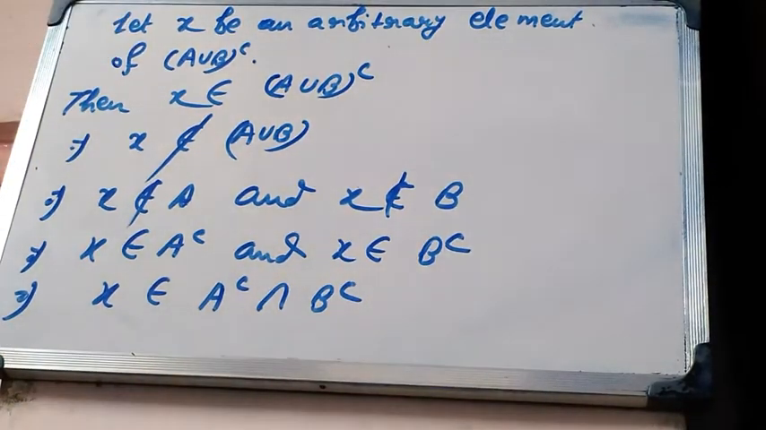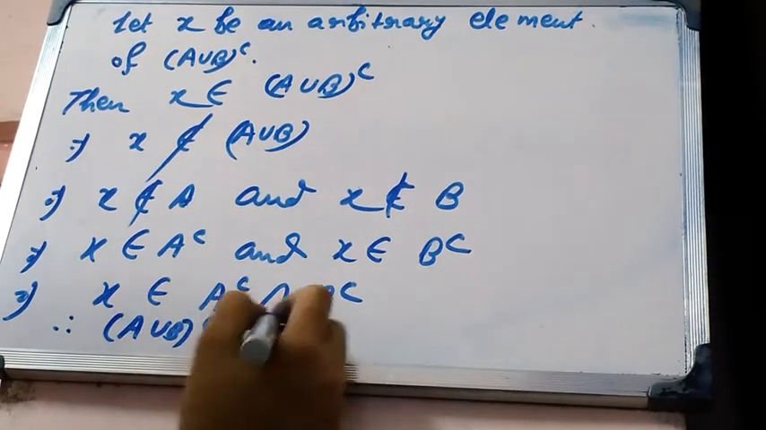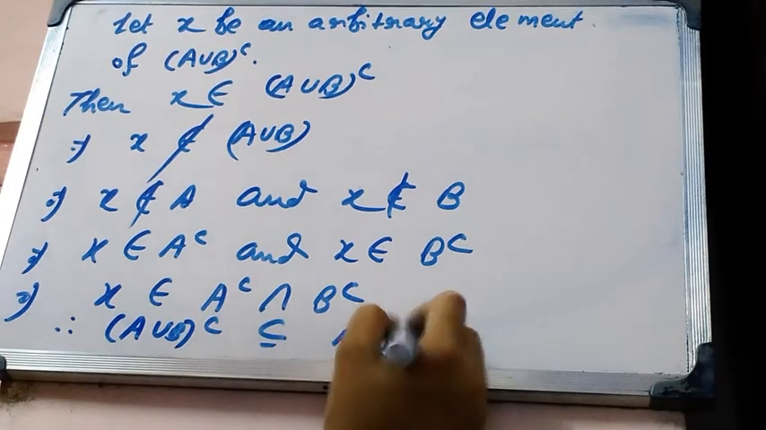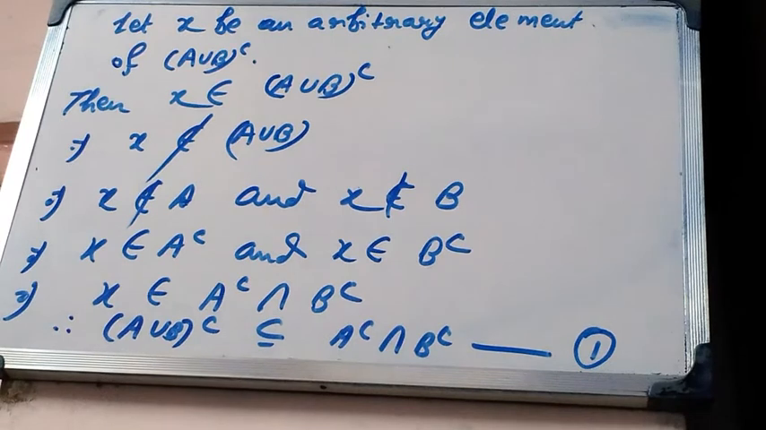Now we have taken X as an element of A union B whole complement, and we have proven that X is an element of A complement intersection B complement. Therefore we can say that A union B whole complement is a subset of A complement intersection B complement. It's the first part. Now we have to prove the second part.